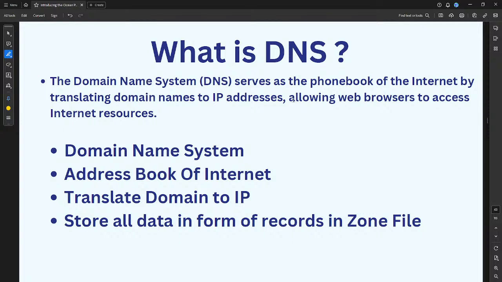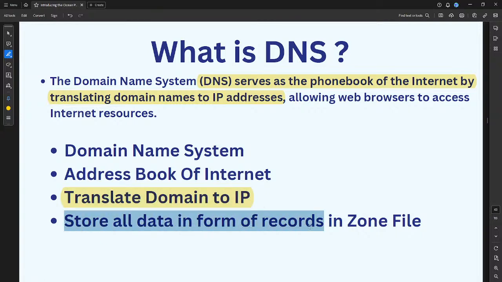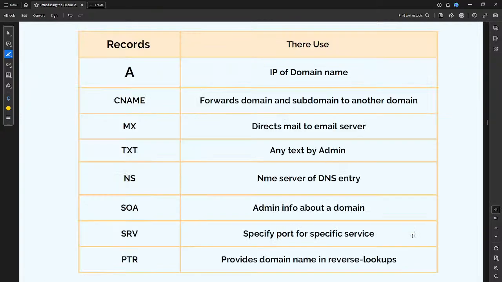Now, I just spoke about the domain name system. You can see right here that the domain name service serves as the phone book of the internet by translating domain names to IP addresses. This is what I just spoke about, allowing web browsers to access internet resources. Like I said, it's like an address book, so it translates domains to IP addresses, and then it stores all the data in the form of records in the zone file.